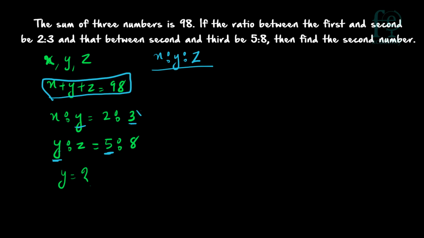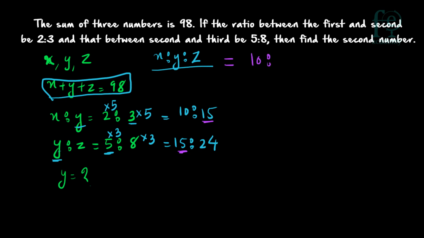So we are multiplying with 5 here. So the x term also you have to multiply with 5. And for this y is to z ratio you have to multiply with 3. So finally you will be getting 10 is to 15 and here you will be getting 15 is to 24. So now the y term is same in both the ratios. You can just combine the ratio: x is to y is to z will be equal to 10 is to 15 is to 24.